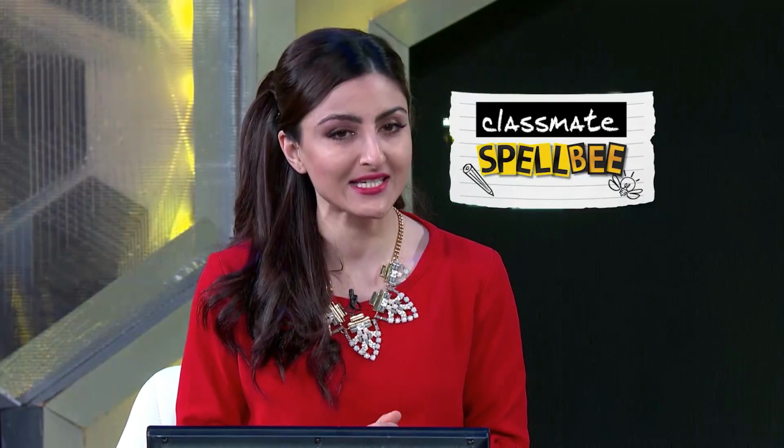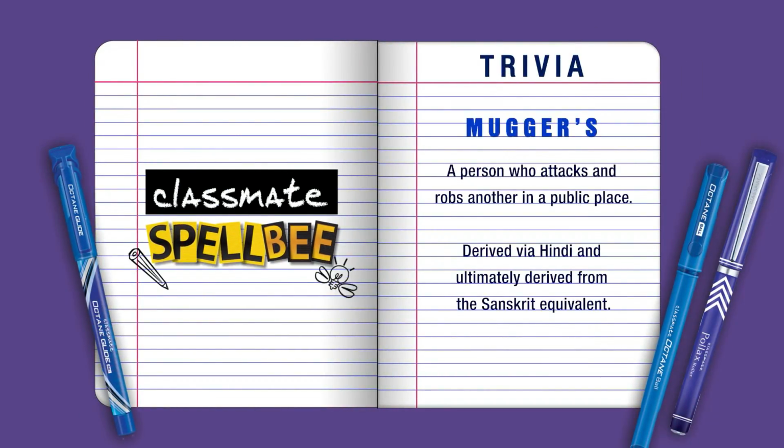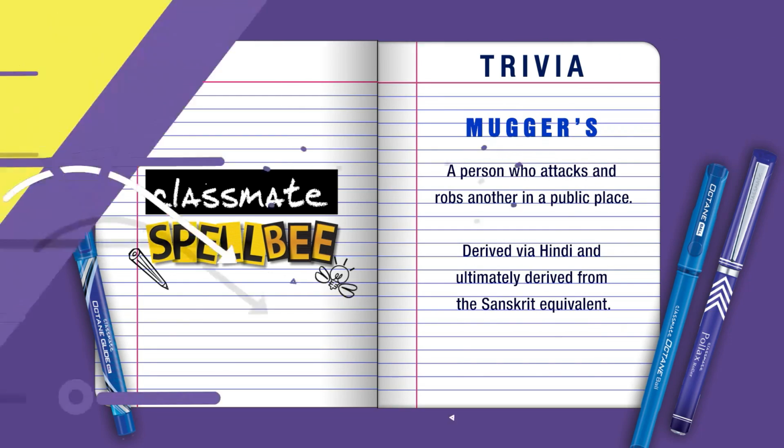And now I'm eager to discuss the word mugger's Sanskrit connection. Mugger in English means a person who attacks and robs another in a public place. This word is derived via Hindi and ultimately from the Sanskrit equivalent makar, meaning crocodile, which attacks stealthily, much like a mugger would, right? Well, I hope you liked that trivia. And now, moving on with the game. Let's continue with round one.